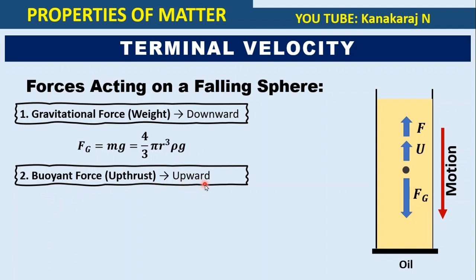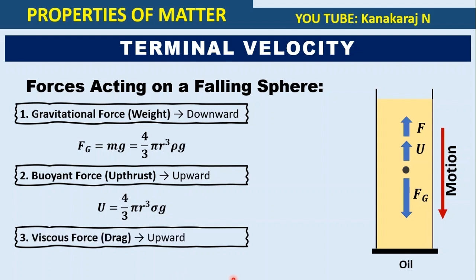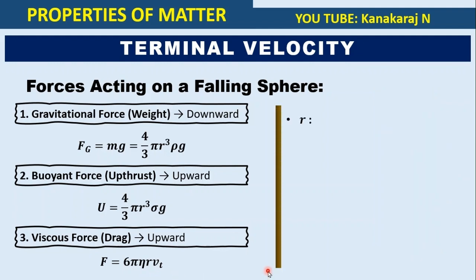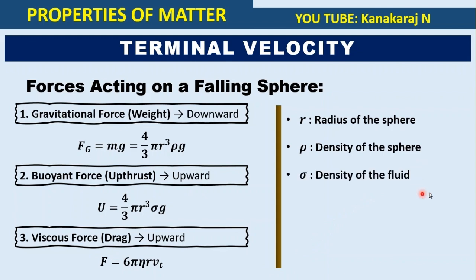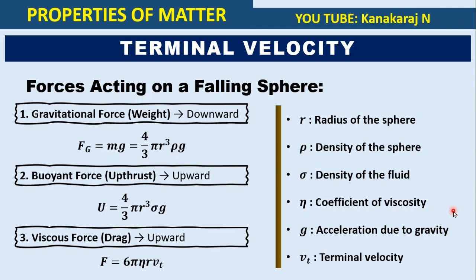The second force is buoyant force, responsible for upthrust. It acts in the upward direction and is equal to the weight of the displaced liquid. So, epsilon equals the volume of the displaced liquid, 4 by 3 pi r cube, times the density of the liquid, sigma, times g. The third force, viscous force, the dragging force, acts in the upward direction because the motion is in the downward direction. The formula for viscous force is from Stokes' law, F equals 6 pi eta r Vt. Eta is the coefficient of viscosity, Vt is the terminal velocity of the metal sphere. Here, r is the radius of the sphere, rho the density of the sphere, sigma the density of the fluid, eta the coefficient of viscosity of the fluid, g the acceleration due to gravity, and Vt the terminal velocity.